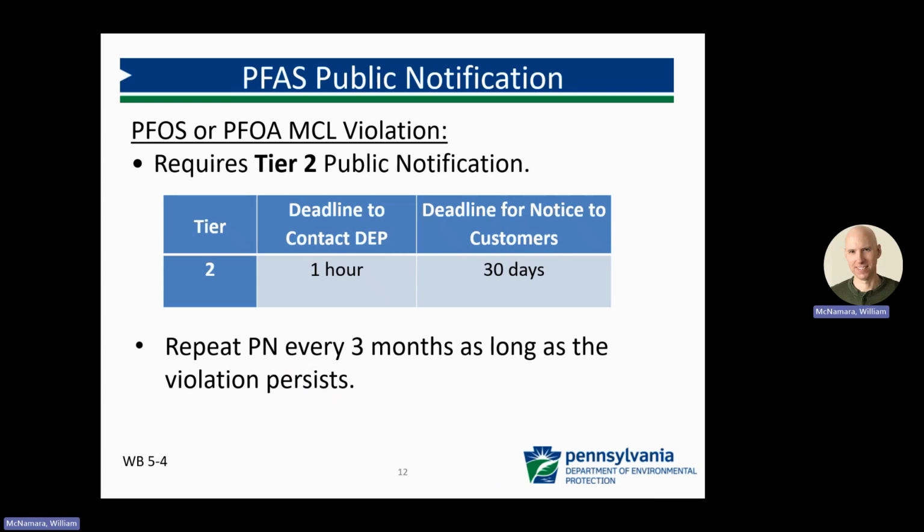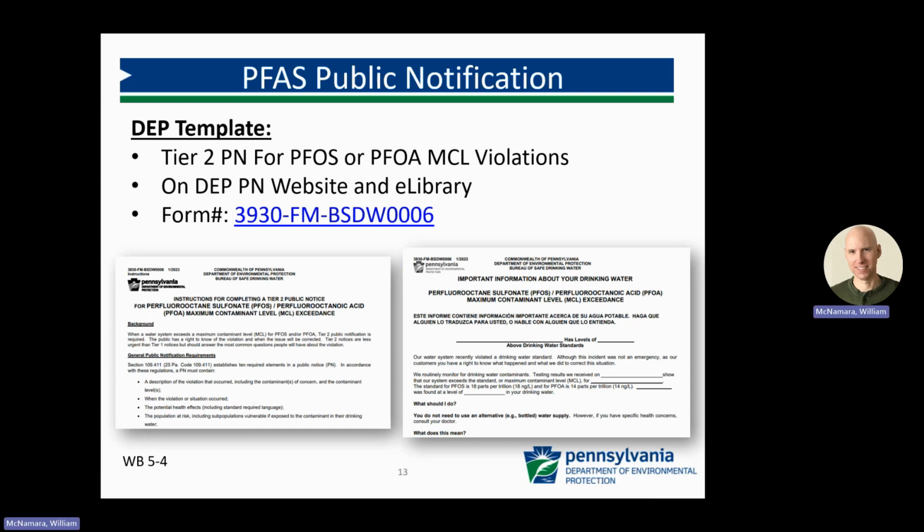So if you're able to come out of the violation, then you would end the public notification. Otherwise, repeat it every 3 months. Now, DEP created Tier 2 public notification templates, one template for PFOS or PFOA MCL violations. Again, here's the form number, but it can be found on the PN website and on the e-library. And here's some screenshots of what it looks like. And this information is also in your book on 5-4 for later reference.